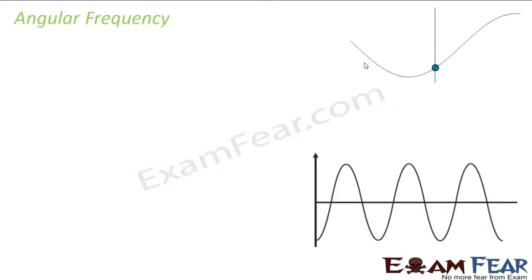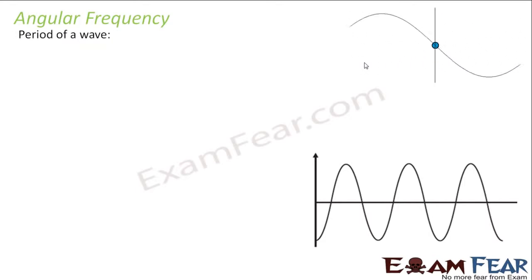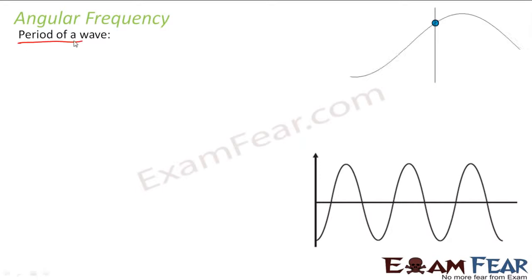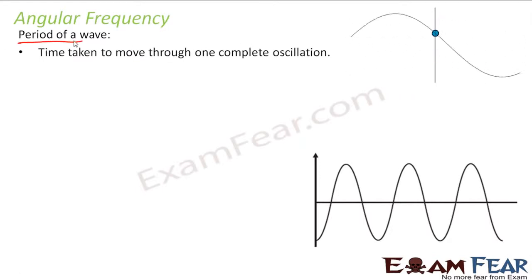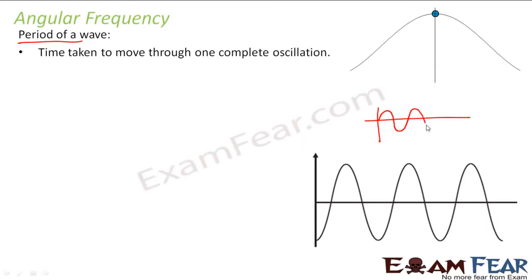Okay, let us look at the next parameter, that is the angular frequency. Before that, let us try to understand what is the period of a wave. What do we mean by period or time period? It is the time taken to move through one complete oscillation. That means, suppose the oscillation starts, how much time it takes to complete one oscillation, that is known as the time period. So, in simple terms, if you have a wave like this, how much time does it take for this wave to complete one oscillation, that is one cycle?